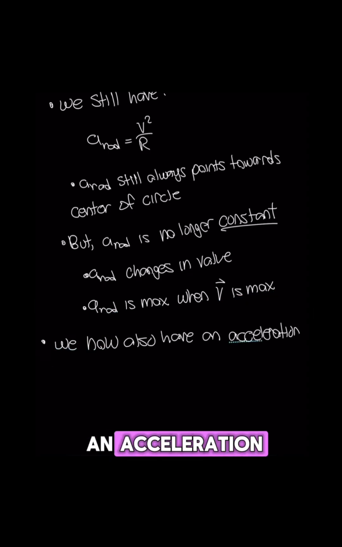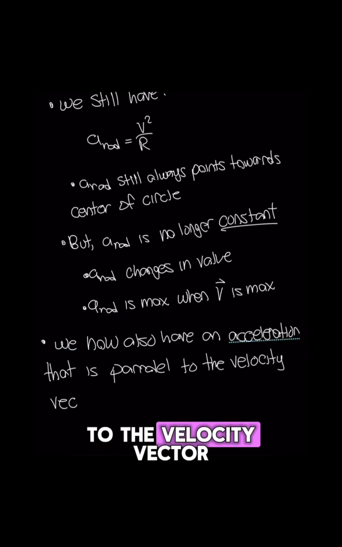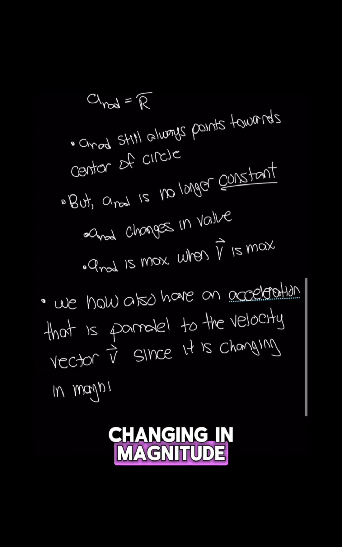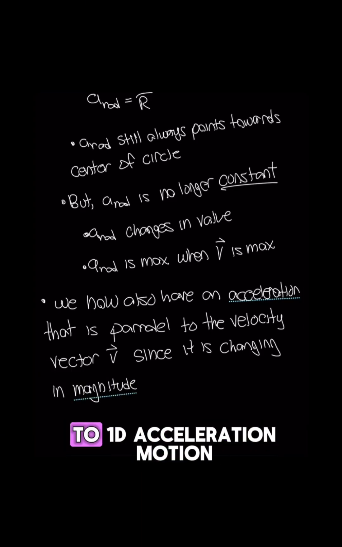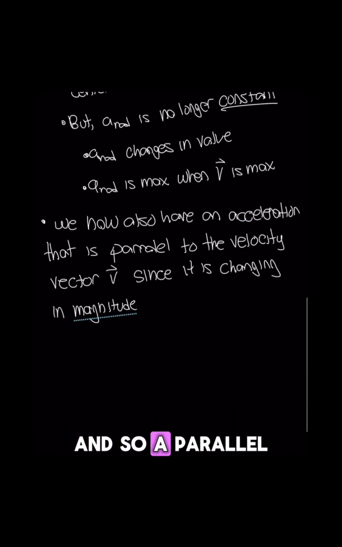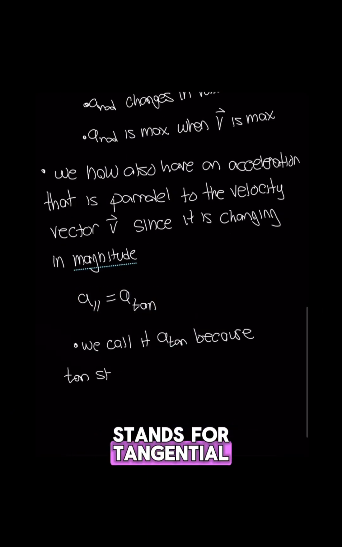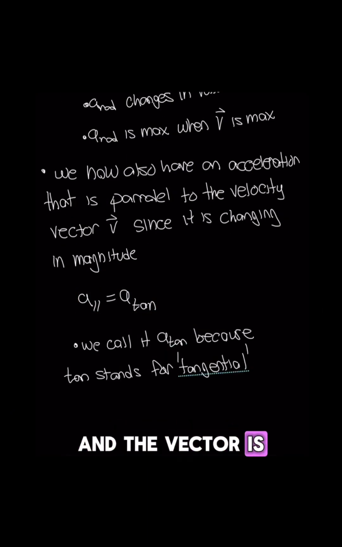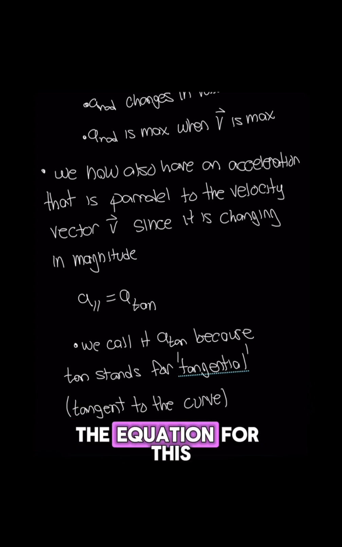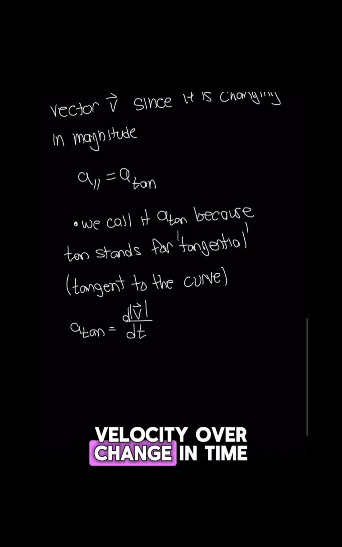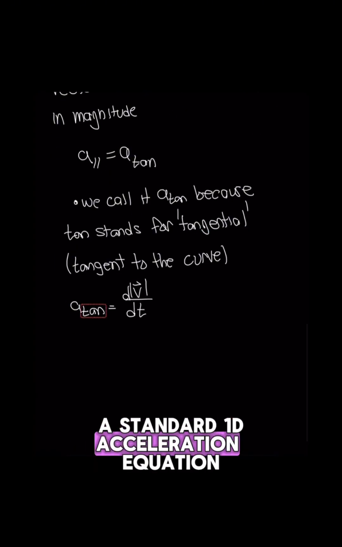Additionally, we also have an acceleration that is pointing parallel to the velocity vector, since the velocity is changing in magnitude. This acceleration is similar to 1D accelerated motion. And so a_parallel is equal to a_tan. We call it a_tan because tan stands for tangential, and the vector is always pointing tangent to the circle. The equation for this is the change in velocity over the change in time. So this is like a standard 1D acceleration equation.